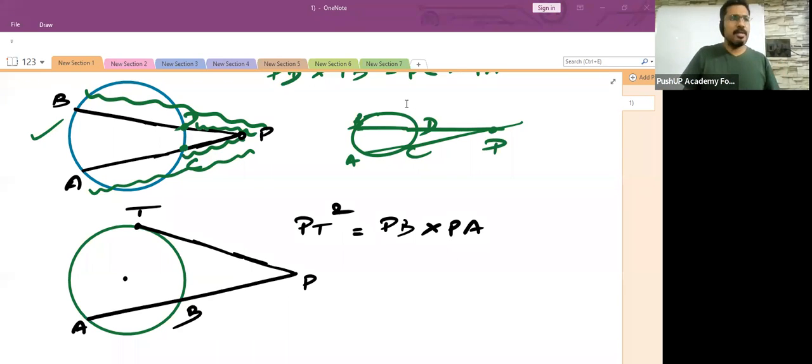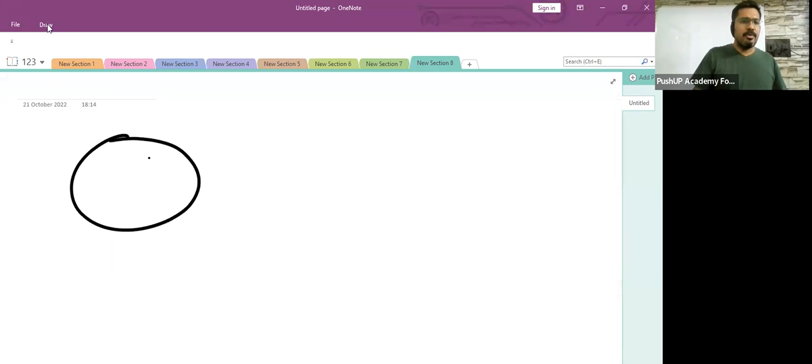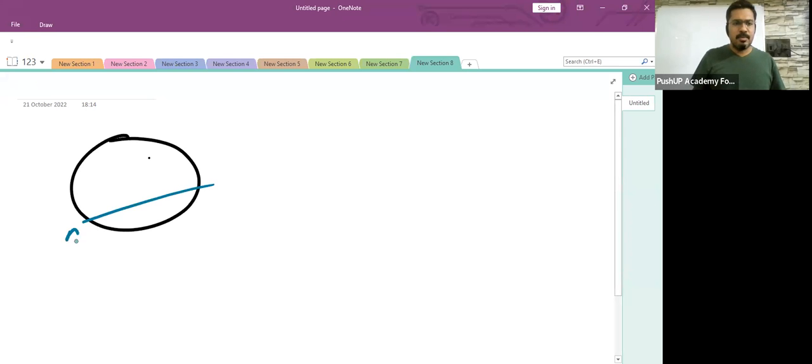Let's solve the first sum of the day. Are the properties clear? So, children, if you want, I can just do all the properties once again in the next 2 minutes. The first property: you have a circle and you have two chords. One is chord AB and the other one is chord CD.